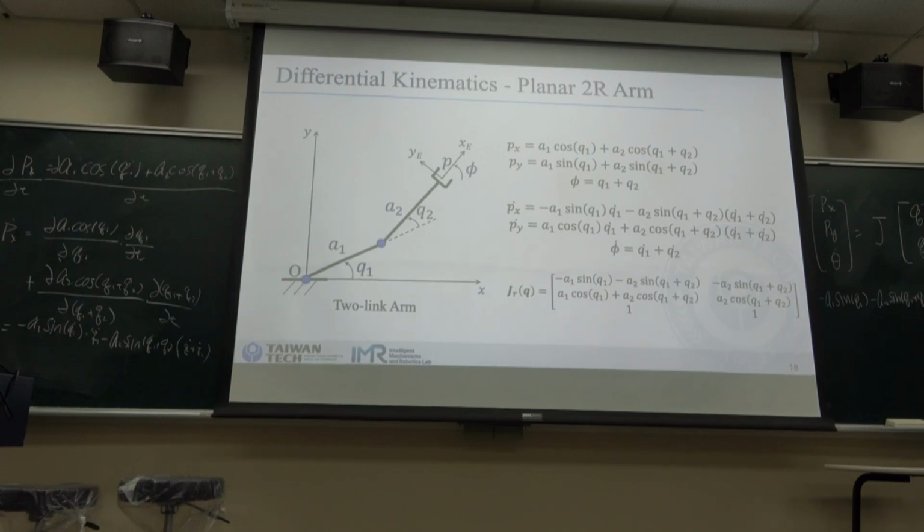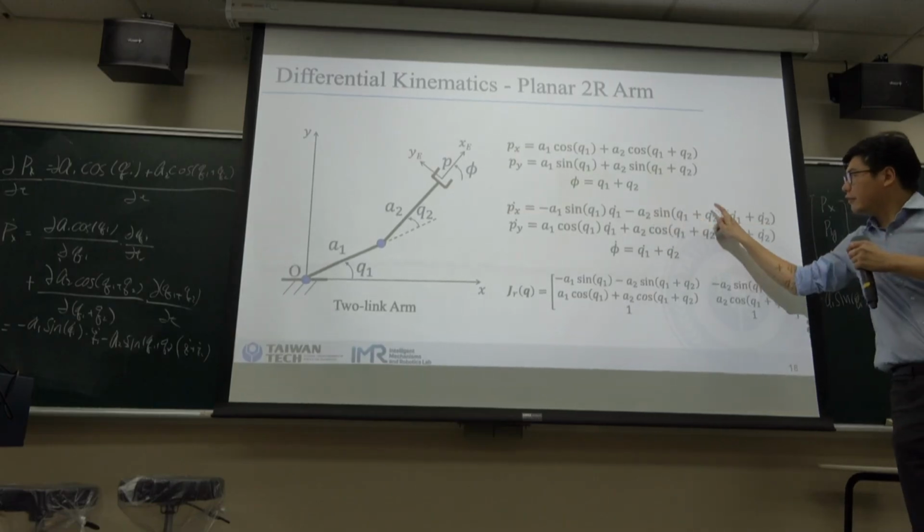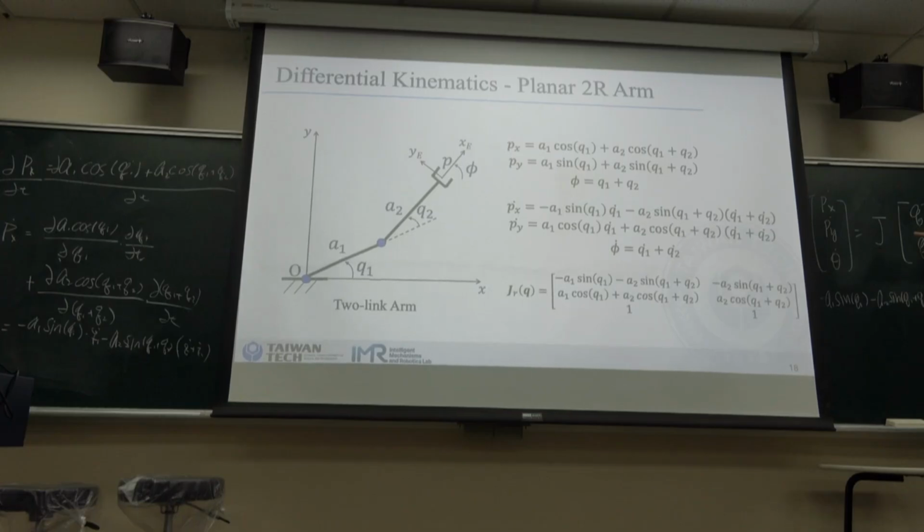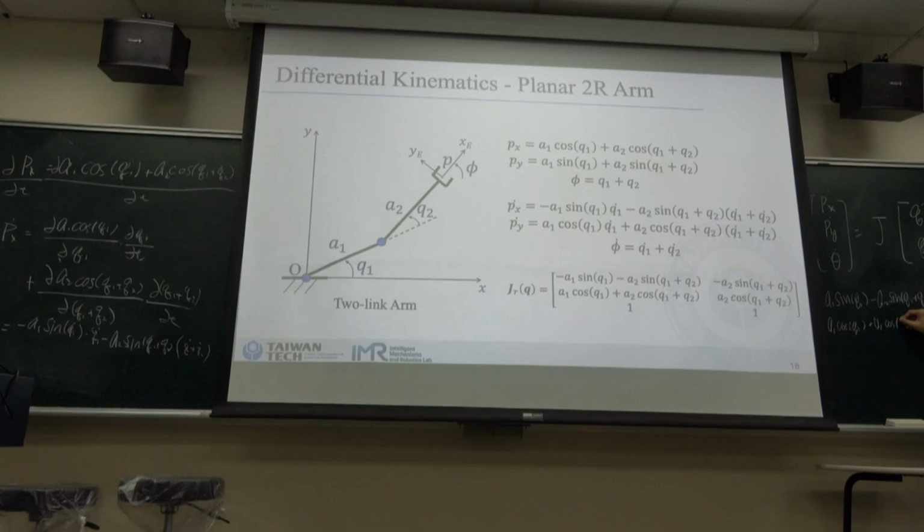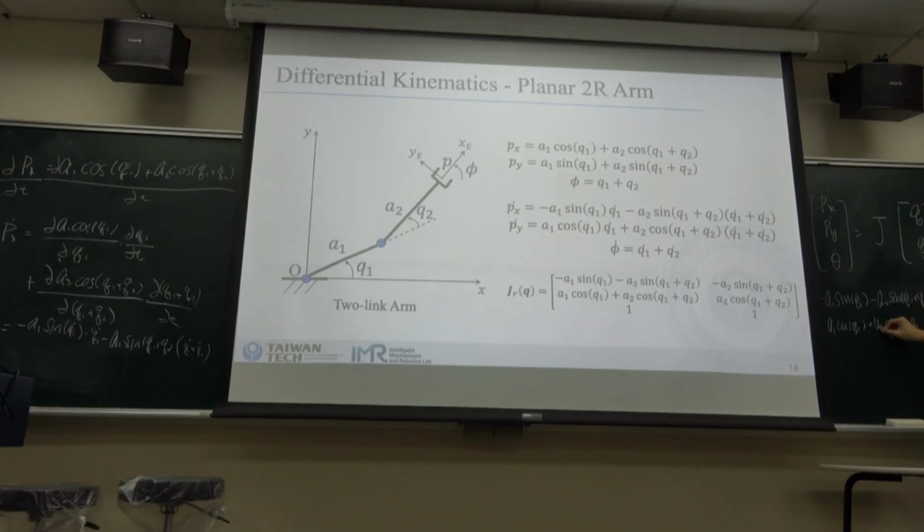q1 plus q2. So this one times q1 gives you this term. And the second one times q1 gives you the first half of the second term. And we have another one times q2. So here is a1, a2 sine q1 plus q2. And for the y it is the same. So it's a1 cosine q1 plus a2 cosine q1 plus q2. And for the second column it is a2 cosine q1 plus q2.